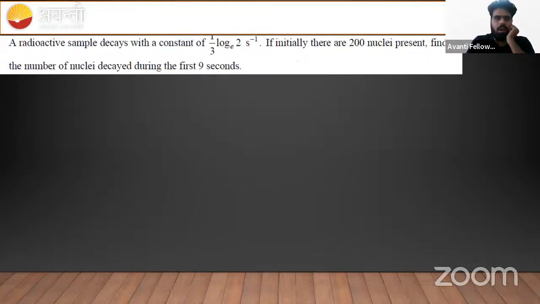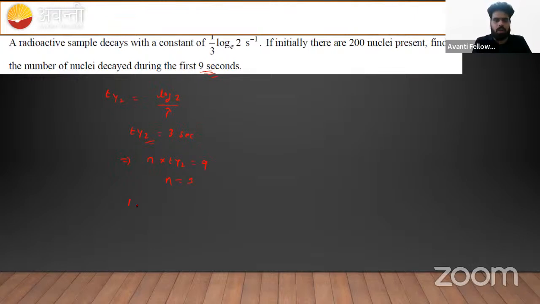Next question asks about the number of nuclei decayed. We know how half-life is defined: log 2 upon lambda. Here we put in the value of lambda and we get the half-life period as 3 seconds. For the number of nuclei decayed in 9 seconds, we need to see how many half-lives are required: n times t half equals 9, so n equals 3.